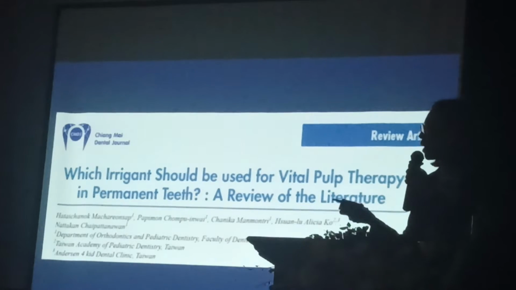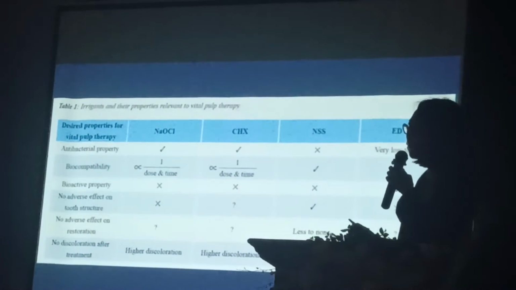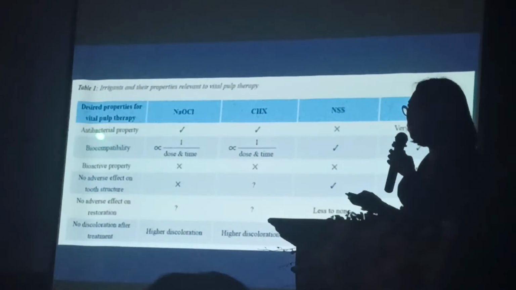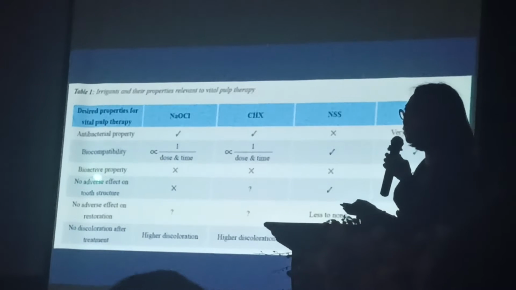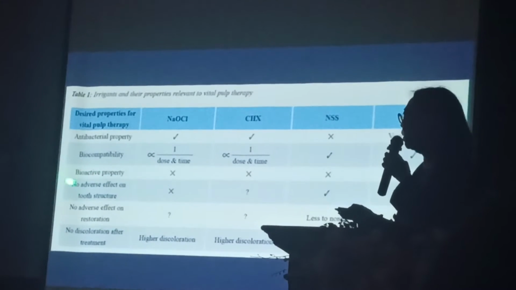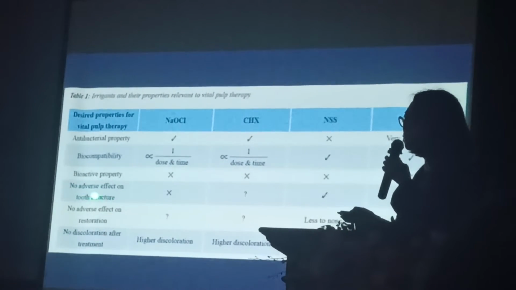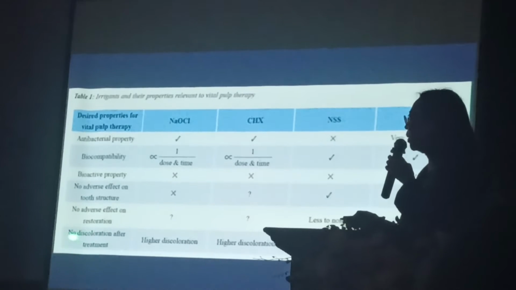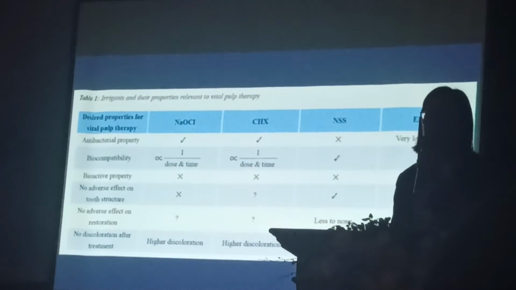And let's look at the properties that we need for vital pulp therapy. Of course, we need antibacterial, we need biocompatibility, and it would be nice if they have bioactive properties, because we're talking about repairability, right? And no adverse effect on tooth structure, so they can bond with composite or other material that we're going to use for the restoration, and hopefully no discoloration.